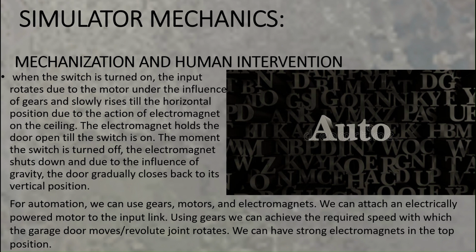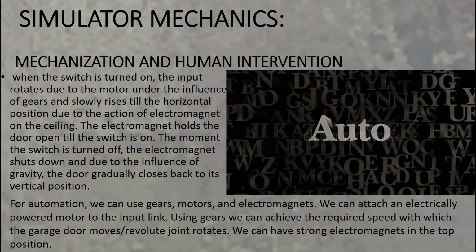When the switch is turned on, the input rotates due to the motor under the influence of gears and slowly rises till the horizontal position due to the action of the electromagnet on the ceiling. The electromagnet holds the door open while the switch is on. The moment the switch is turned off, the electromagnet shuts down, and due to the influence of gravity, the door gradually closes back to its vertical position.